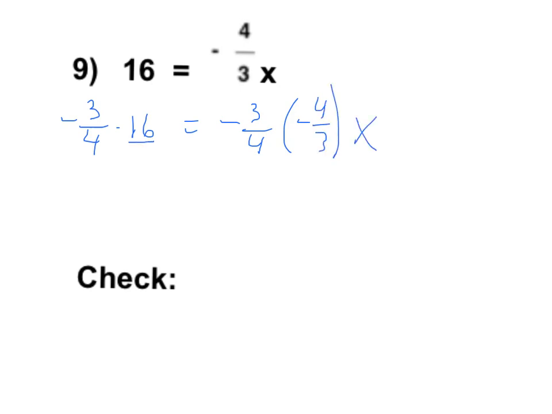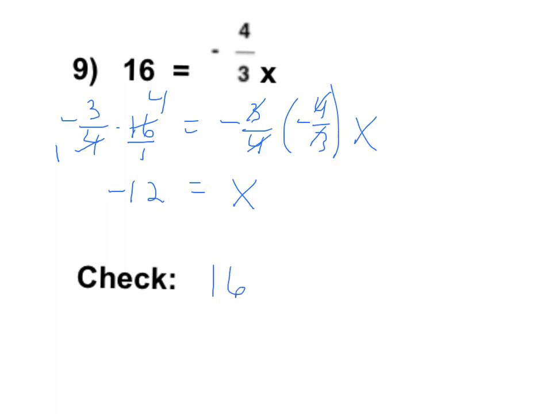So now I'm going to work the problem. I'm going to cross-reduce. I get a 1 and I get a 4. A negative times a positive makes a -12. And then over here, a negative times a negative makes a positive, and the 3's cancel and the 4's cancel. So now I have an x by itself, which was my goal. So my answer is -12, but I must check it.